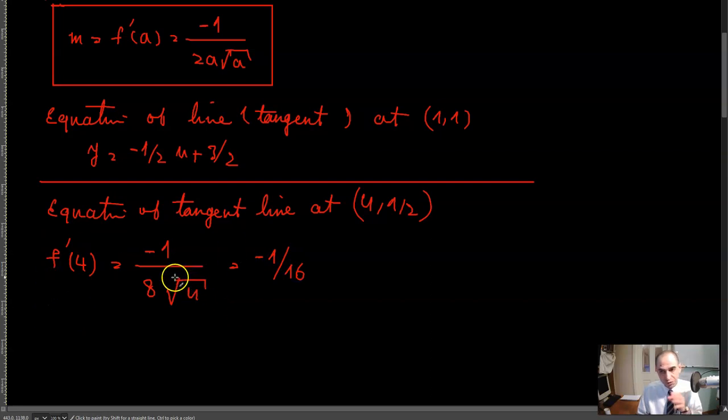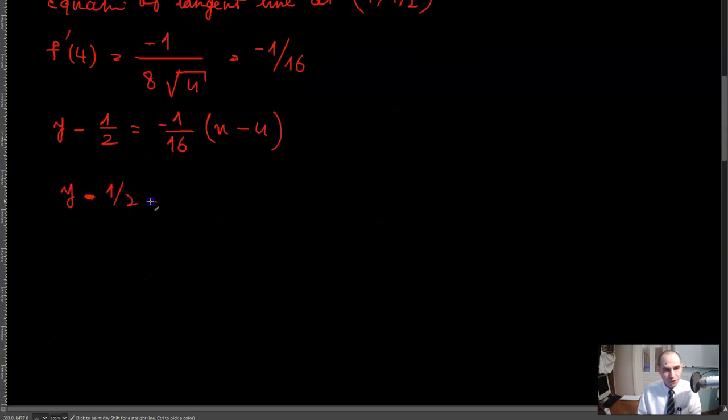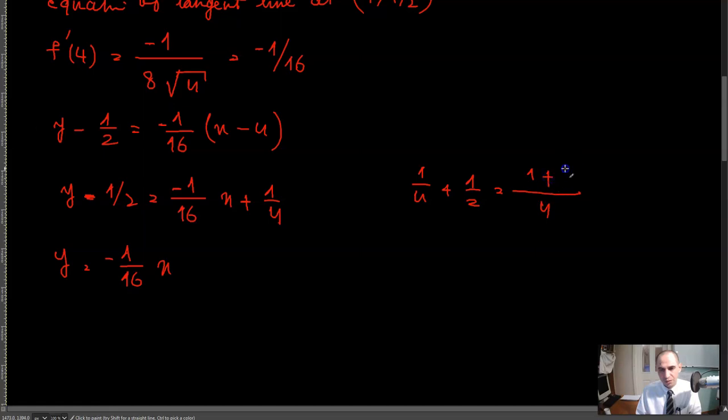Again, you can write y minus y1 is equal to m times x minus x1, so y minus y1 is equal to m, negative 1 over 16, times x minus x1, which is 4. And so y minus 1/2 is the same thing as negative 1/16 x. Negative times negative is positive, 4/16 is equal to 1/4, positive 1/4. So y is equal to negative 1/16 x, and then 1/4 plus 1/2 is, I think, 3/4 if I'm not mistaken. 1/4 plus 1/2 is the same thing as 1 plus 2 over 4, that's 3/4. That's plus 3/4.